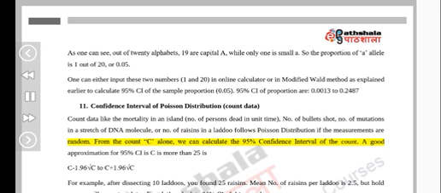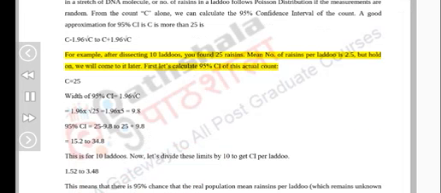From the count, C, alone, we can calculate the 95% confidence interval of the count. A good approximation for 95% CI if C is more than 25 is C minus 1.96 square root C to C plus 1.96 square root C. For example, after dissecting 10 laddus, you found 25 raisins. Mean number of raisins per laddu is 2.5, but hold on, we will come to it later. First let's calculate 95% CI of this actual count. C equals 25. Width of 95% CI equals 1.96 square root C.